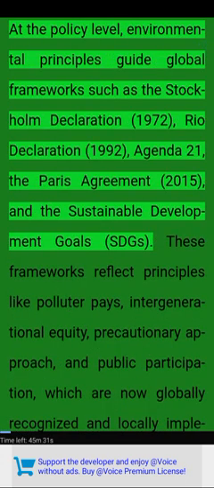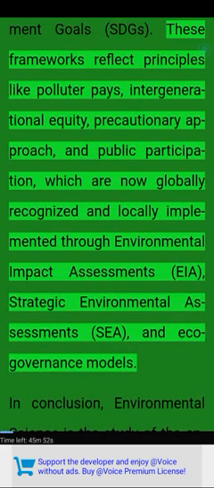At the policy level, environmental principles guide global frameworks such as the Stockholm Declaration 1972, Rio Declaration 1992, Agenda 21, the Paris Agreement 2015, and the Sustainable Development Goals (SDGs). These frameworks reflect principles like polluter pays, intergenerational equity, precautionary approach, and public participation, which are now globally recognized and locally implemented through environmental impact assessments (EIA), strategic environmental assessments (SEA), and eco-governance models.